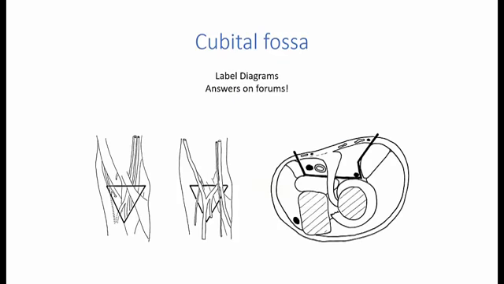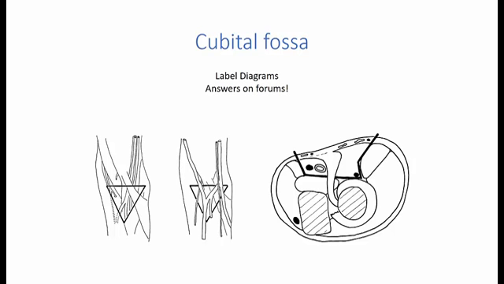So have a go at labeling these diagrams of the cubital fossa. As we can see, these are anterior views. What we have is structures which are contained within our contents of our cubital fossa. So these are our neurovascular bundles, which sit more superficial on top of the cubital fossa.